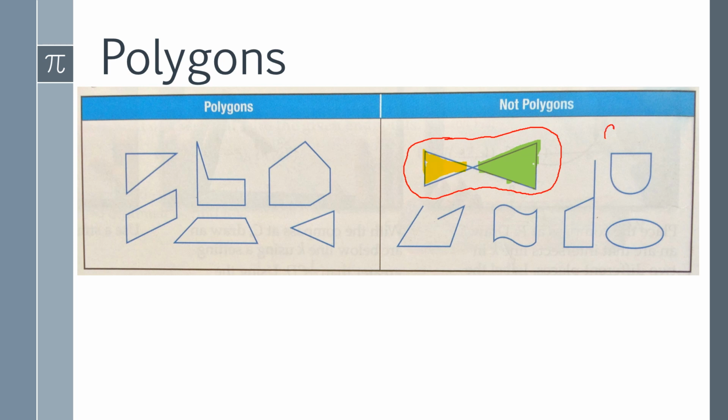This is curved. This one's got a curve to it, so nope. Anything with a curve is not a polygon, right? So this one here, this one here, this one here. This one is open right there, and so that's not a polygon.